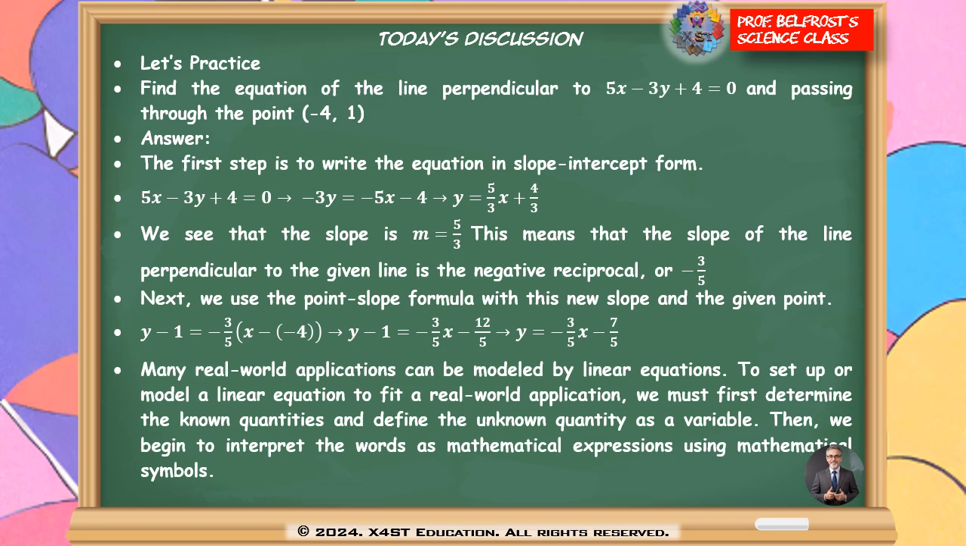Now by using the point slope formula, we can apply it and gain the equation of that perpendicular line: y equals -3/5 x minus 7/5.